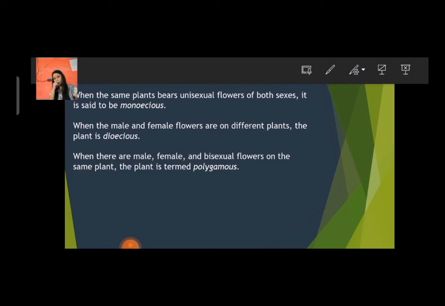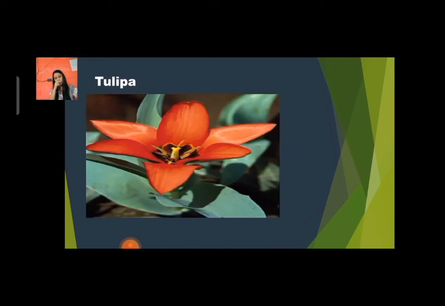Polygamous. When there are male, female, and bisexual flowers on the same plant, the plant is termed polygamous. Polygamous means any mating system where a female or a male mates with two or more members of the opposite sex. Next picture is a tulipa.